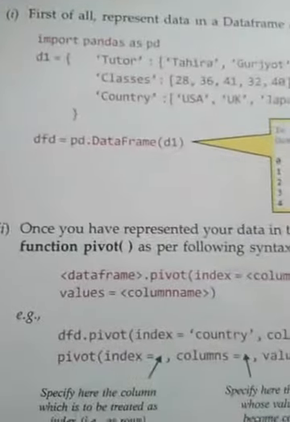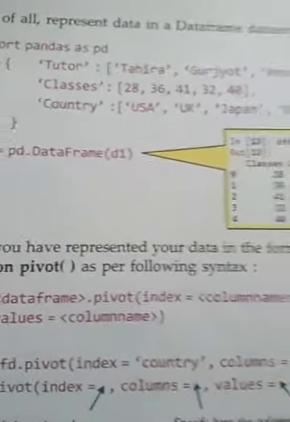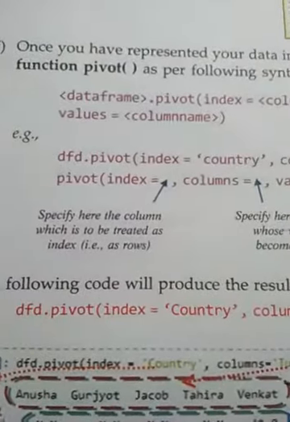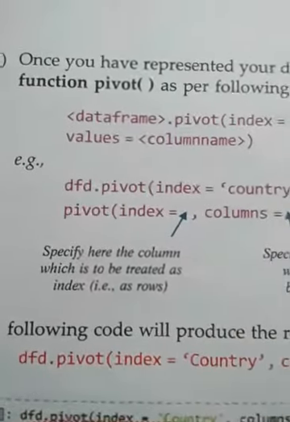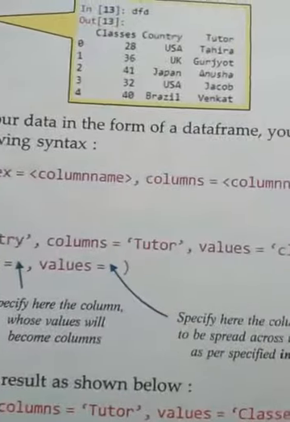And now we are pivoting a table. The syntax of pivoting: data frame name, then pivot, and the name of the index, which may be a column index, and the column name. There may be one column name or two column names, and the values. So we write one command: dfd.pivot. For the index we take country, for the columns we take tutor, and the values is class. After that, this data will be displayed in this format.